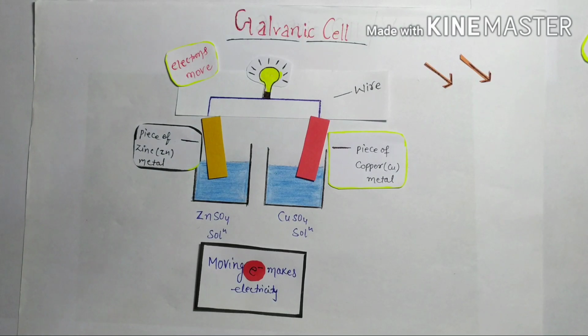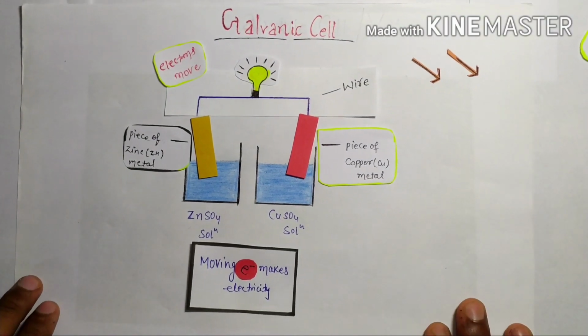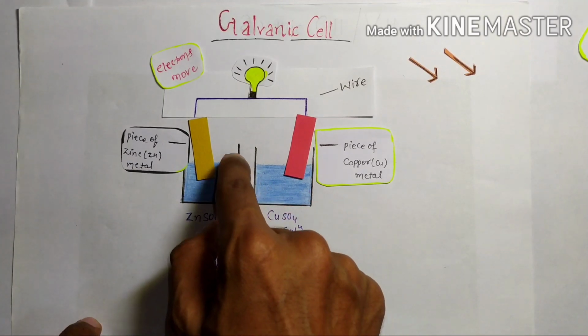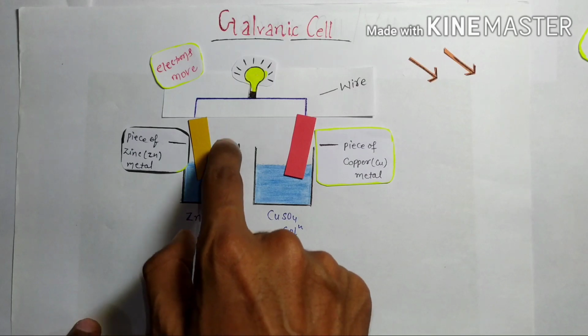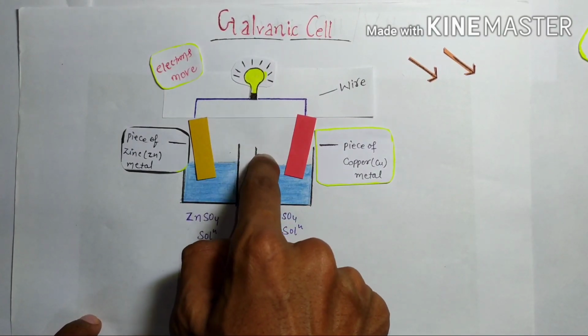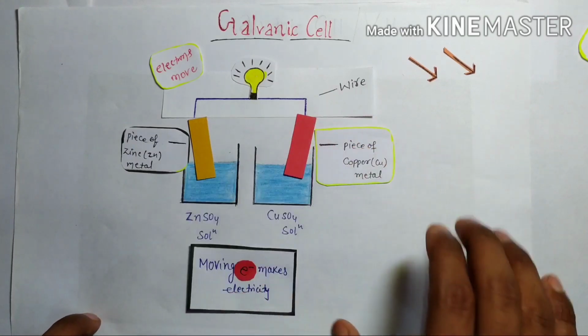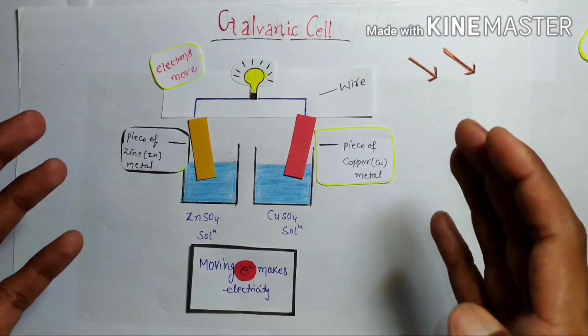Before magnifying, I want to include one thing also: in the galvanic cell, we also use a salt bridge, okay? But we will talk about the salt bridge at the end of this video. Now, let's make it simple. We are not using a salt bridge here, so this is the basic system of the galvanic cell. Now, let's magnify.